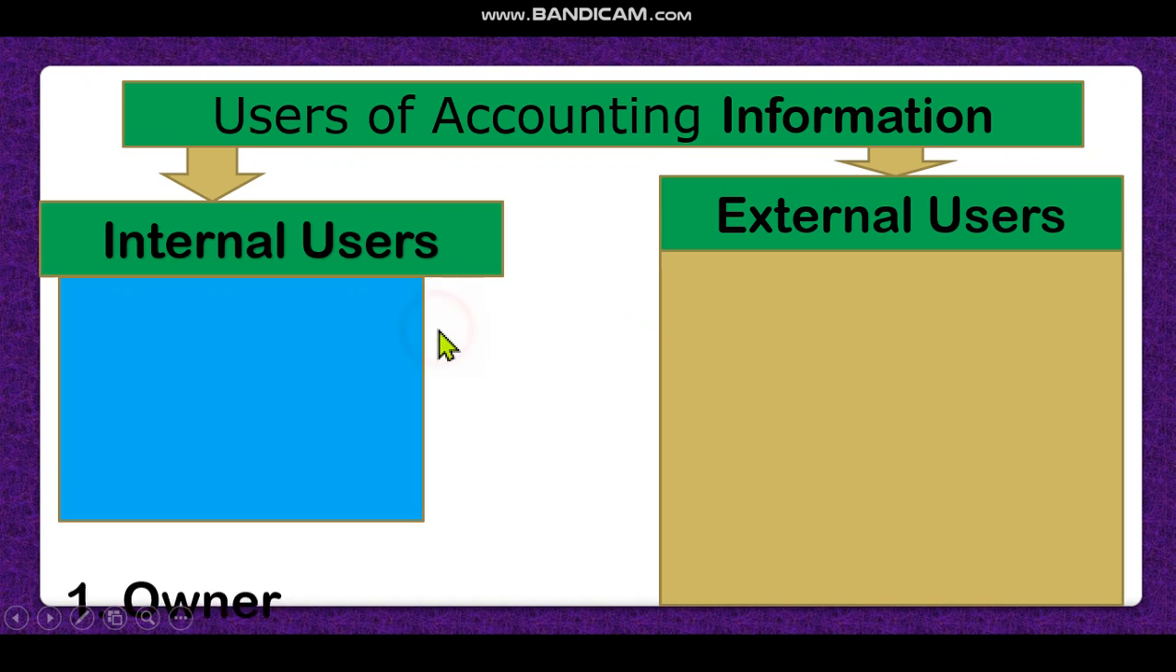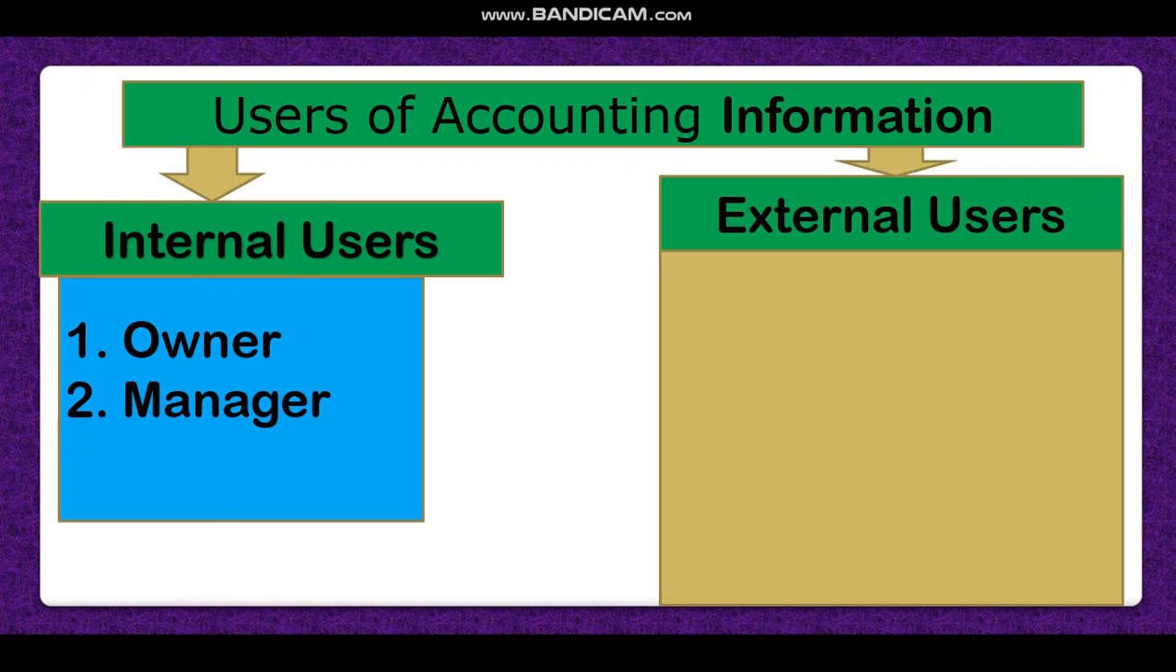Now we'll see who are the internal users. Look at owner. That means the owner of the business is the first internal user, then manager, he is another internal user, then employees, another internal user. These three are the internal users. Dear student, very important for MCQ question.